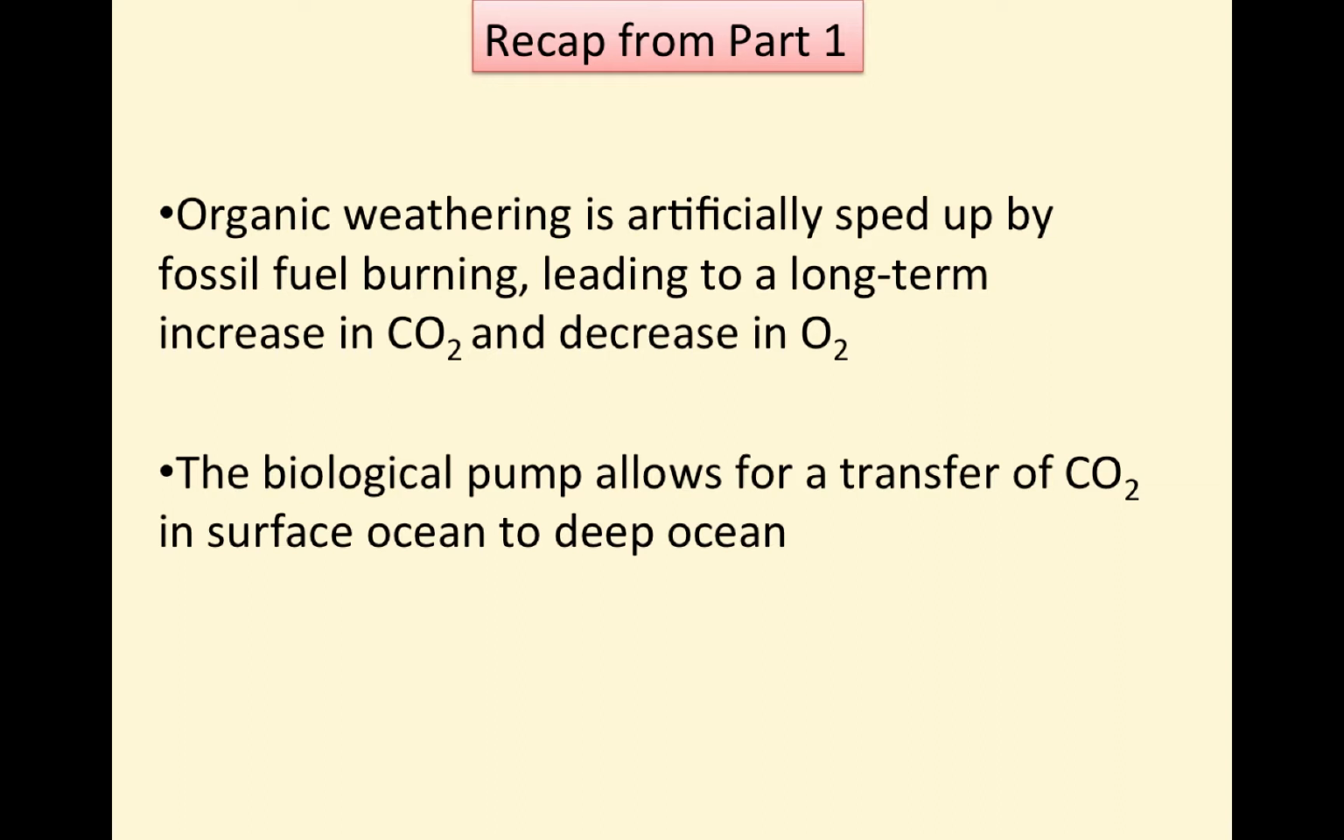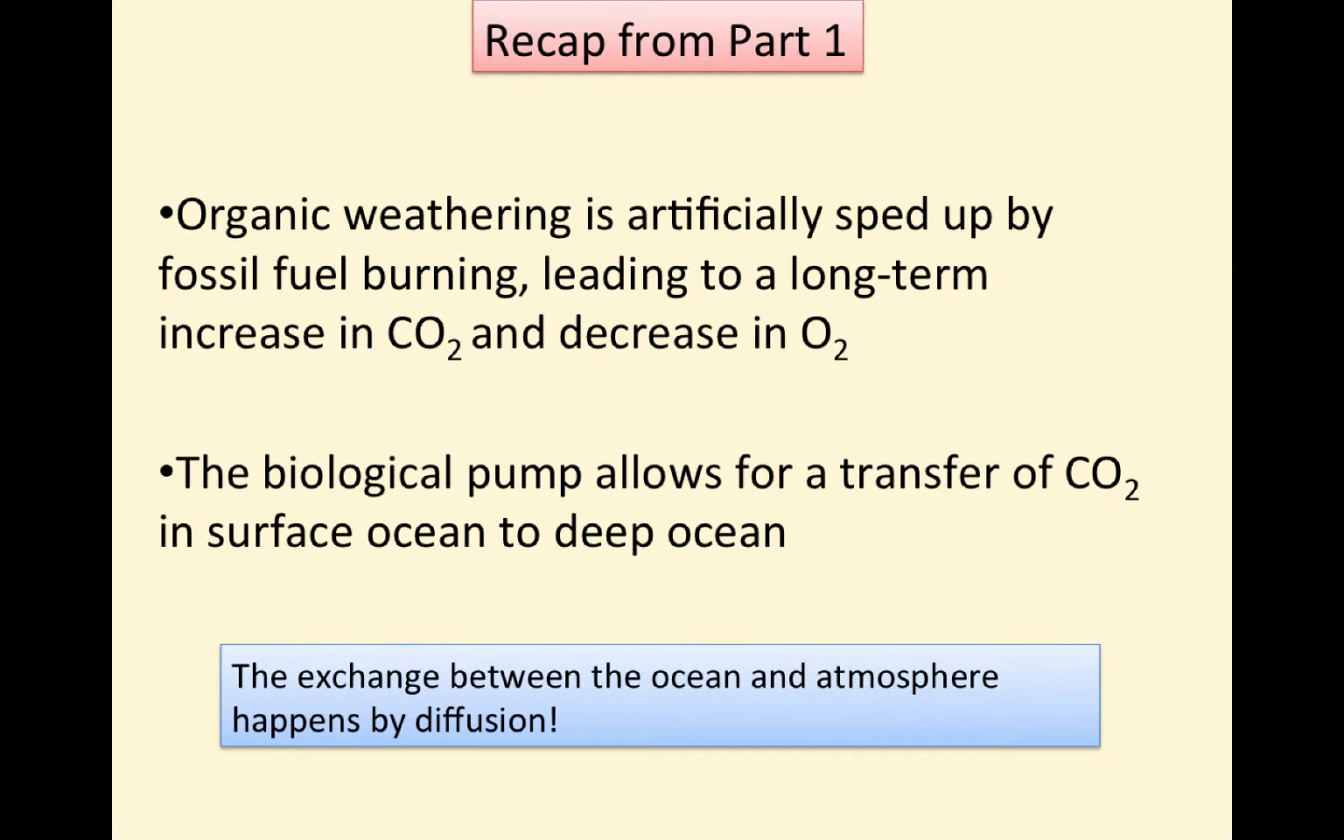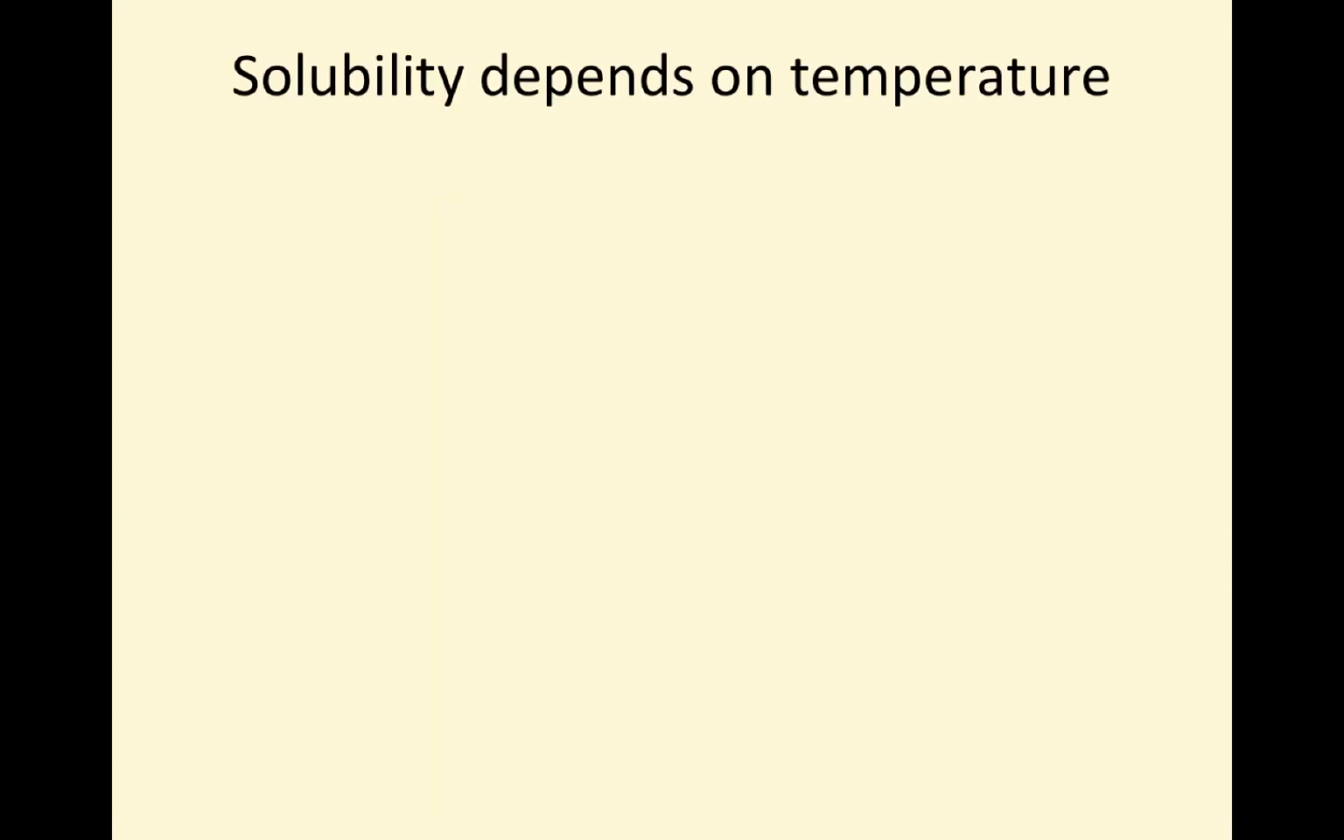Recap from part 1 of our carbon cycle talks. Organic weathering is artificially sped up by fossil fuel burning, leading to a long-term increase in CO2 today and a decrease in oxygen. Also, the biological pump allows for a transfer of CO2 in the surface ocean to the deep ocean. The exchange, however, between the ocean and the atmosphere happens by diffusion, which is a physical process. So we need to understand how this works.